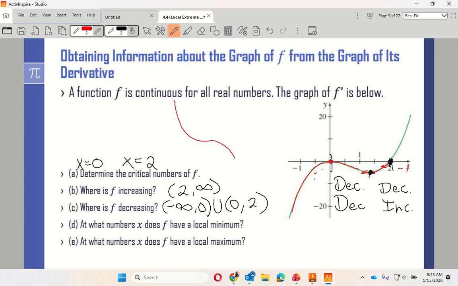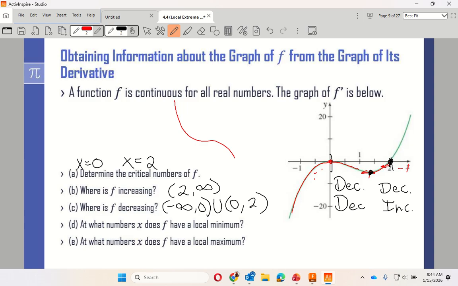Does it have a local minimum? Say what again? How is it from infinity to 0 decreasing? This one right here? Yeah. What's the slope over here? It's negative, but it's increasing.